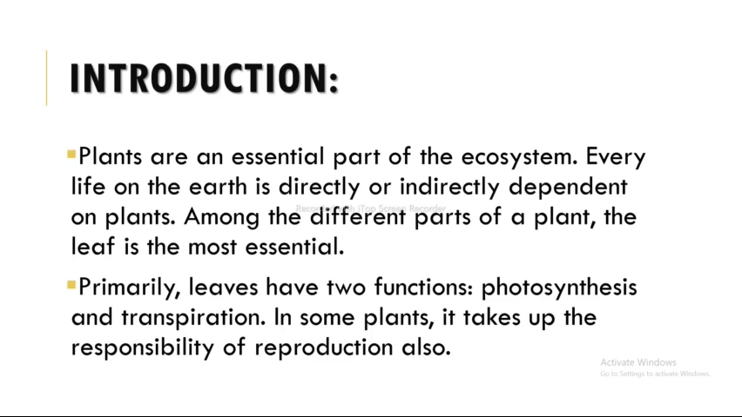Now the question is, what is meant by photosynthesis? Photosynthesis is a process by which the green plants and some other organisms use sunlight to synthesize nutrients from carbon dioxide and water. This process is known as photosynthesis. And the next function of the leaf is transpiration. Transpiration is the exhalation of water vapor through the stomata, and plants lose about 90% of their water through transpiration.